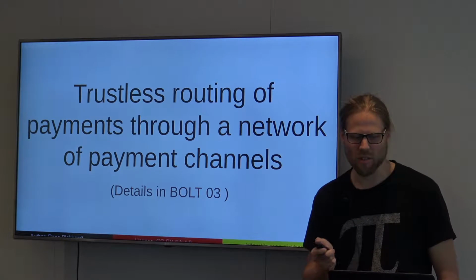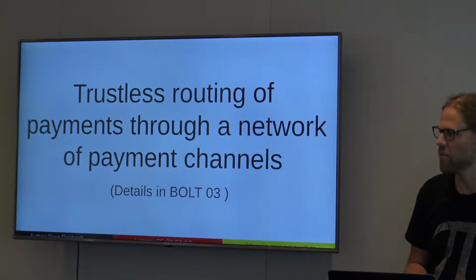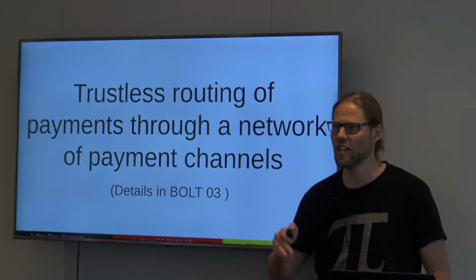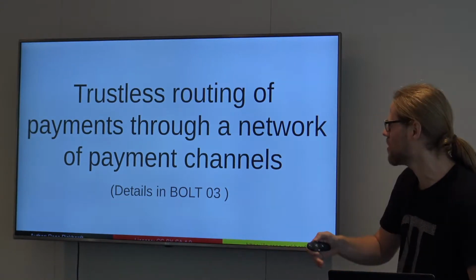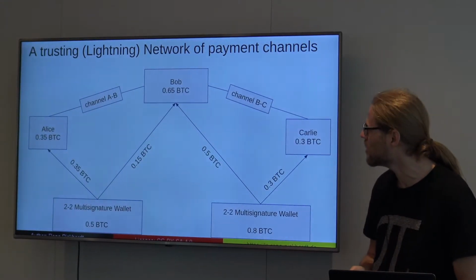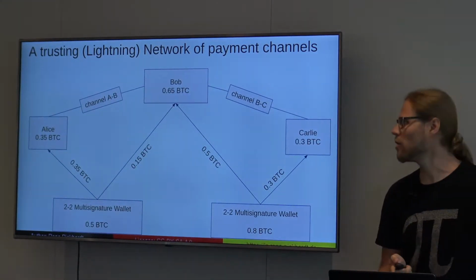All right, so let's talk about trustless routing of payments through a network of payment channels. And again, it's very high level, and then the technical stuff comes in the third part where I'm talking about Sphinx routing. So this is how my Lightning network looks.